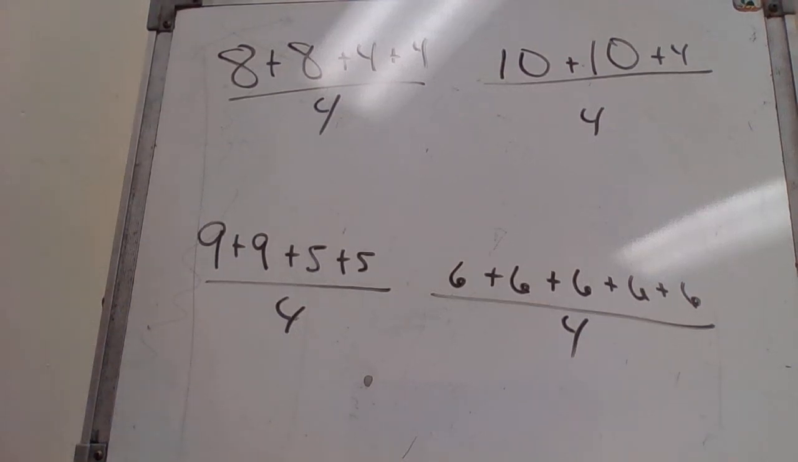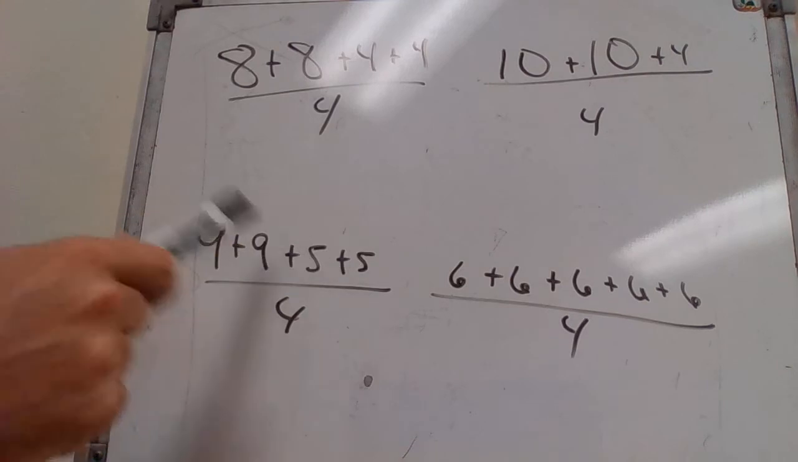Okay, so this is lesson seven. Talking about finding and interpreting the mean as a balance point. And we'll kind of get into that a little later. As of right now, this is a warm-up.